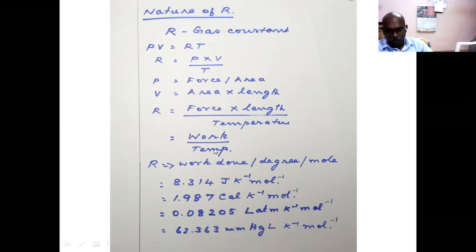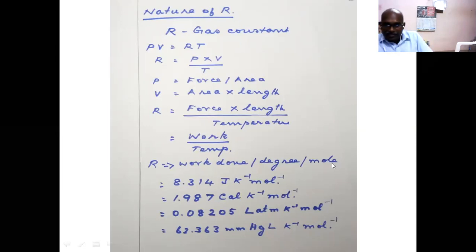Newton meter, work. So many Newton, so many meter, Nm, which is the work. So I can write R is the work done per degree. Actually, these equations are derived for 1 mole of the gaseous substances. Therefore, I can write per mole. Therefore, R is given the unit work done per degree per mole.